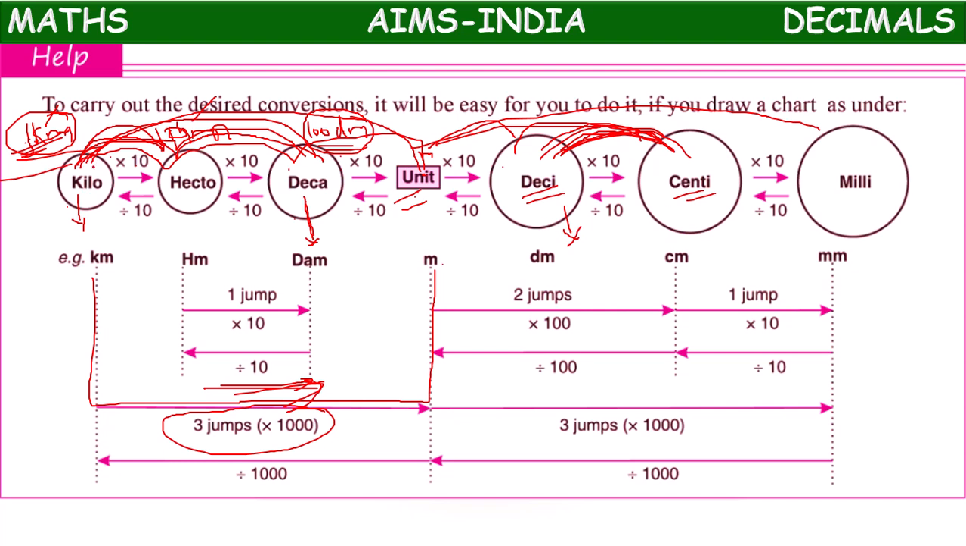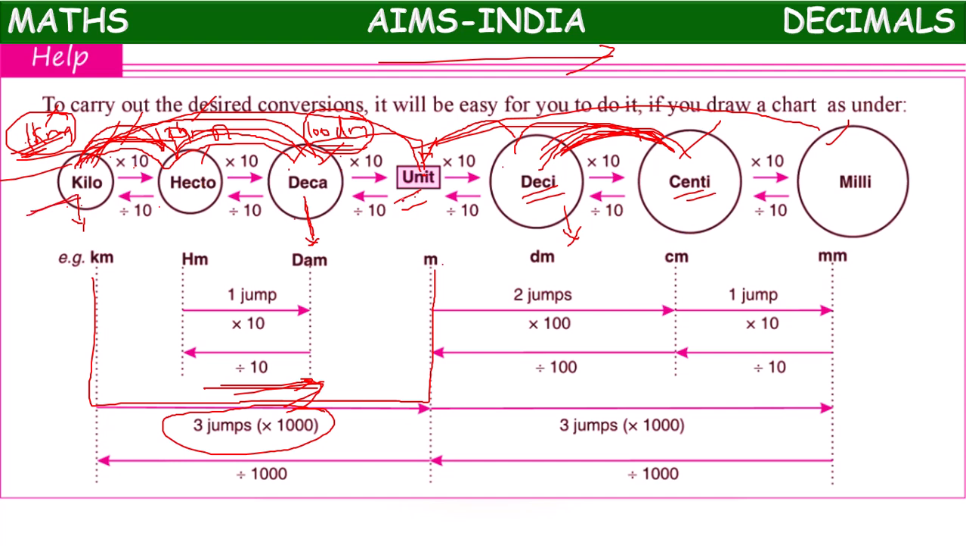Here how many are there? 1, 2, 3, 4, 5, 6, 7 places are there. Between these 7 places, from which place to which place you are jumping, with 10 you have to multiply while moving towards the right side, means from higher end to lower end. For each one place, you have to multiply by 10.